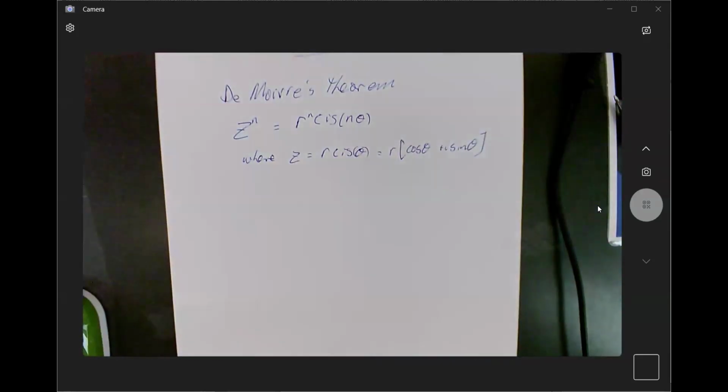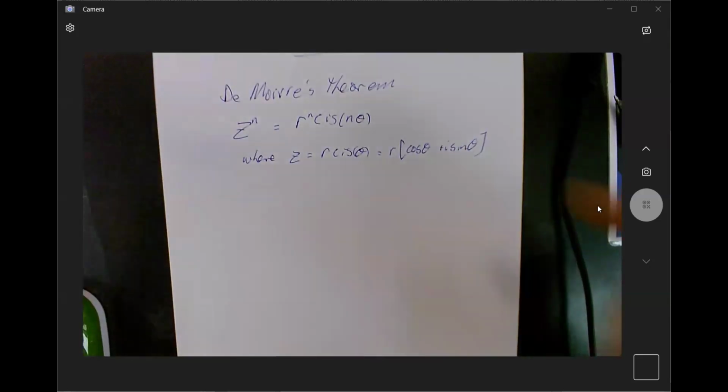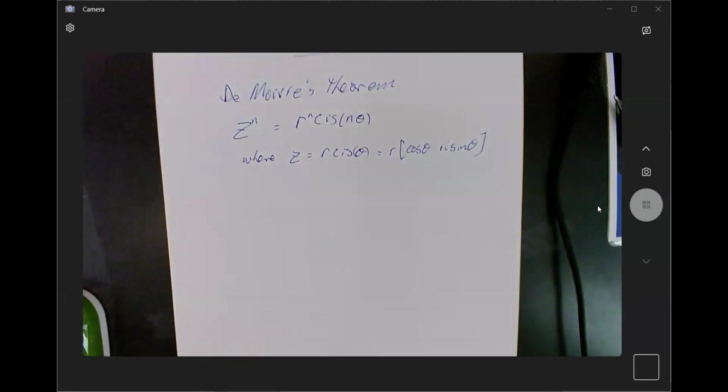Now, so we've got this beautiful thing happening here. Everybody love it. We're all going, yep, that's great, Nick. We can walk away from this. But the thing that De Moivre's theorem allows us to do is things like square roots or nth roots.